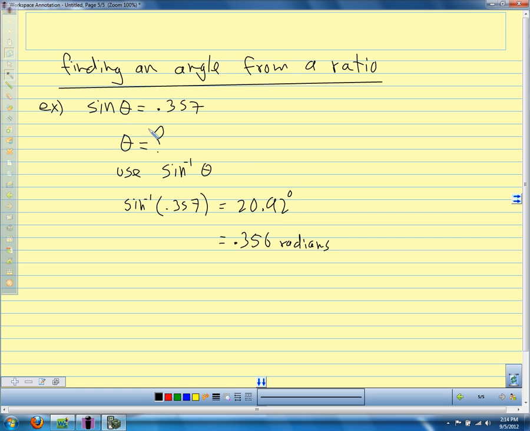Same goes for cosine or tangent. If they give you cosine of an angle and they want the angle, you have to use the inverse cosine or inverse tangent.